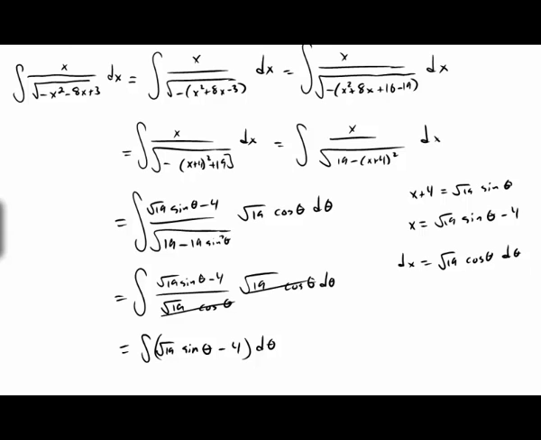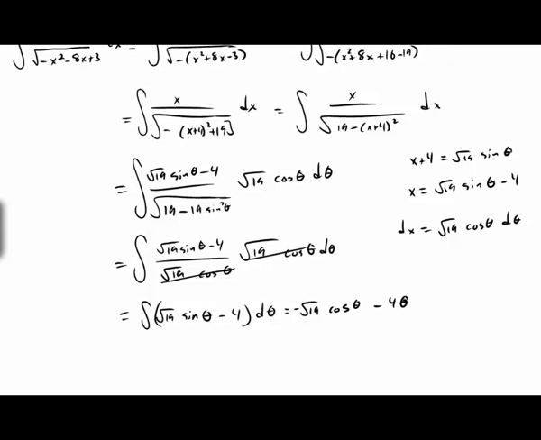And now my hopes have been realized because this is a much easier integral to integrate. I can do this integral. I'll integrate it term by term. The first term, the square root of 19, comes out, and I'm really just integrating sine theta. Integral of sine theta is a negative cosine theta. Then I'll integrate the negative 4 and get minus 4 theta. But I do have one more step. My original question was posed in terms of x, and so now I'd like to write my final answer in terms of x. So how do I go from cosine theta and theta to x's?